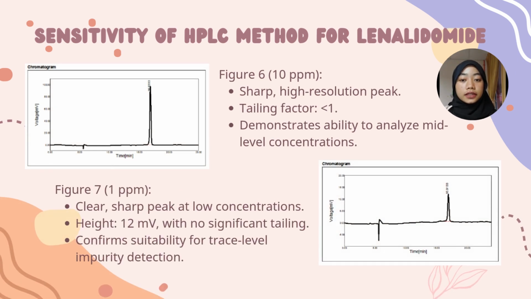Figures 6 and 7 demonstrate the sensitivity of the HPLC method. At 10 ppm, which is figure 6, a sharp, high-resolution peak is observed with a tailing factor less than 1, indicating excellent chromatographic performance. Even at 1 ppm, which is figure 7, the method detects lenalidomide with a clear, sharp peak, confirming its capability for trace-level impurity analysis. This highlights the method's reliability for both routine and sensitive applications.